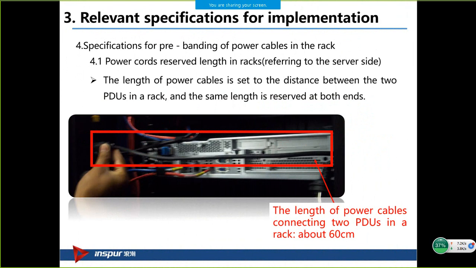And here is the specification for pre-binding of power cables in the rack. Power cord reserved length in the rack refers to the server size. The length of the power cables is set to the distance between the two PDUs in the rack, and the same length is reserved at the board's end. For example, these power cords need to be plugged into this side of the PDU, so you need to reserve enough length to reach the PDU.